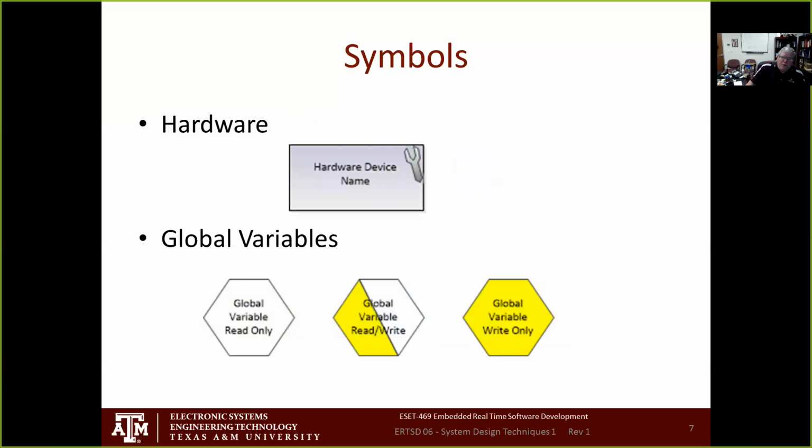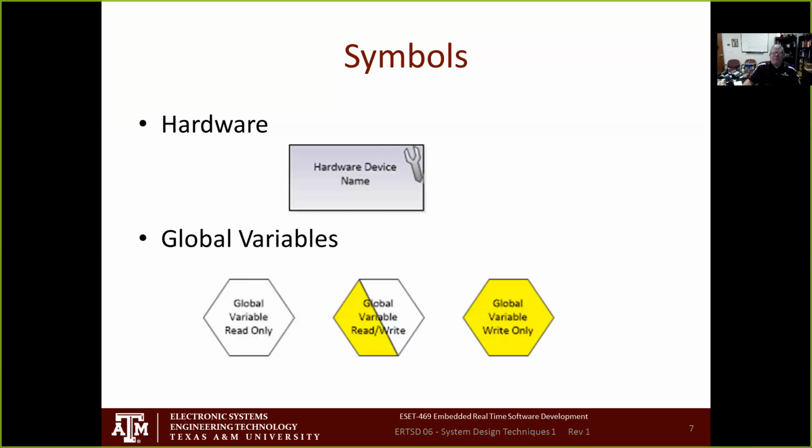The purple box with a wrench represents a hardware device. Global variables we are representing with a hexagon. And by how we shade it, we can tell whether in this particular use of a global variable, it's going to be read-only, read-write, or a global that is write-only.